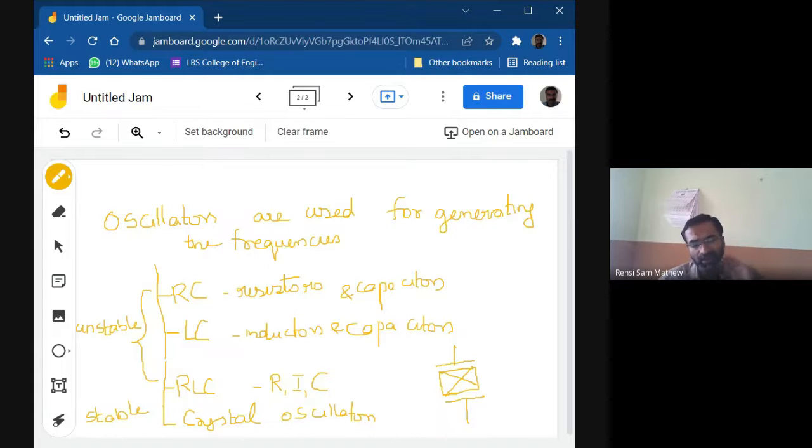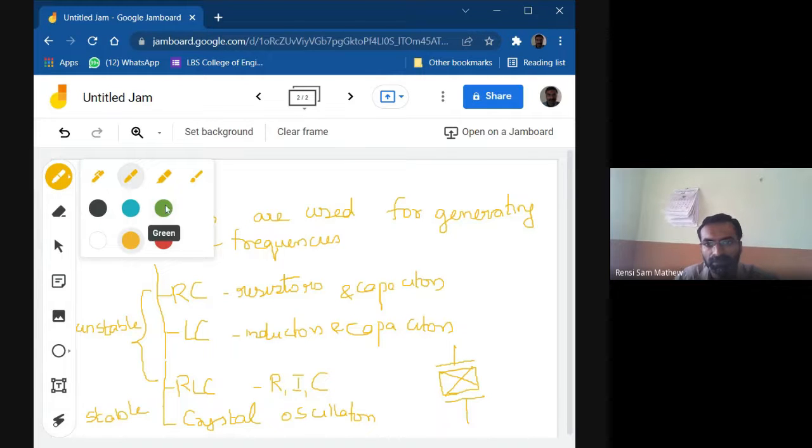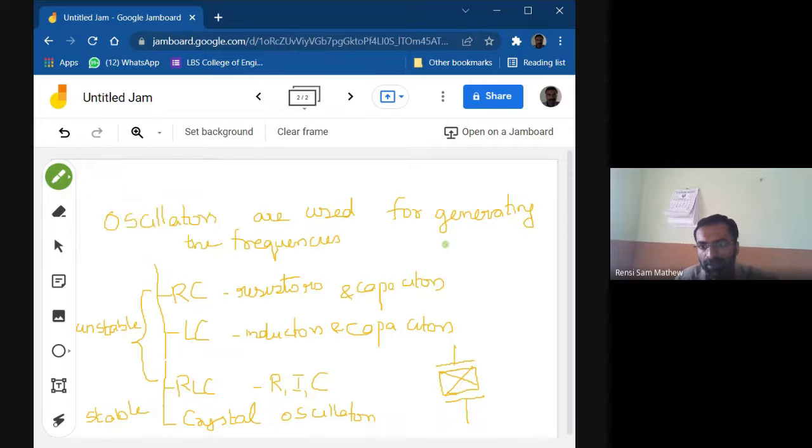But the most basic, lowest level unstable systems are RC oscillators, LC oscillators and RLC oscillators. Now, RC oscillator means you can change the resistance value or the capacitance value, and you can bring a change in the frequency of oscillation. So the frequency of oscillation, in this circuit, depends on R and C.